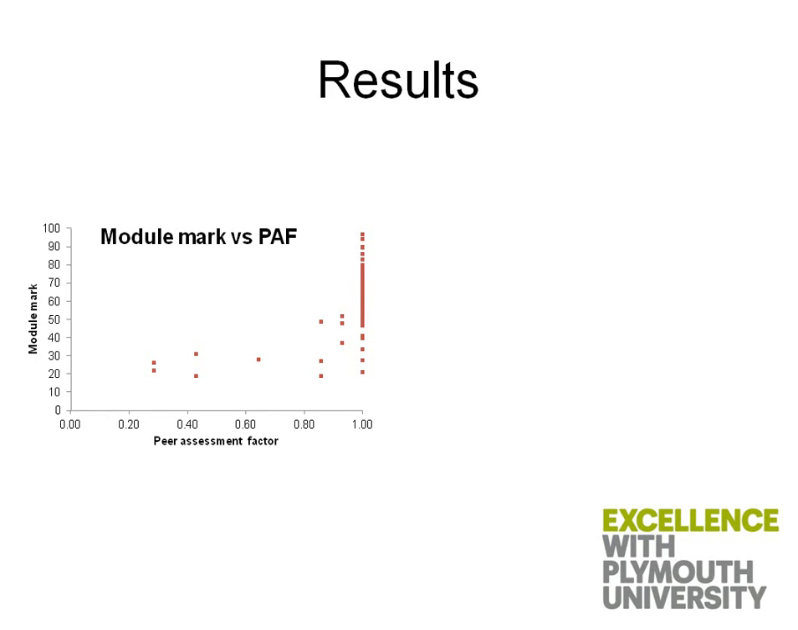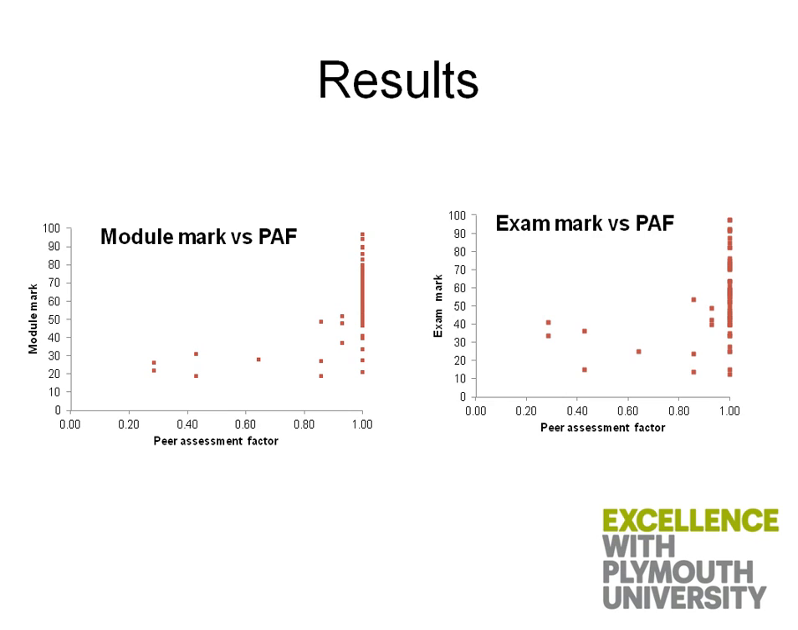Here's just a set of results. This is the results collated over a period of 5 years or so. What we've got on the horizontal axis is the peer assessment factor for each student, and on the vertical, either the module mark or the exam mark.